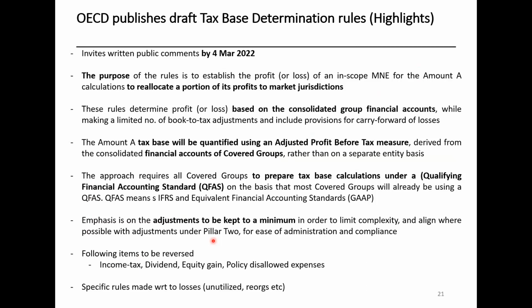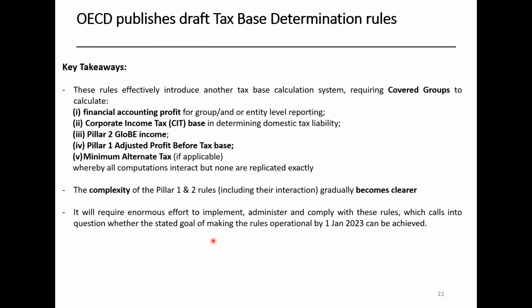There is another rule that has been published to determine what is the tax base. And this tax base would be used to determine the amount, the profit that needs to be allocated or reallocated. The starting point would be the consolidated financial statements prepared as per qualifying financial accounting standards. Ind AS would qualify as a qualifying accounting standard, has been notified. The rule observes that it is sought that the adjustments would be kept at a minimum, but I would believe that there is a fair bit of complexity.